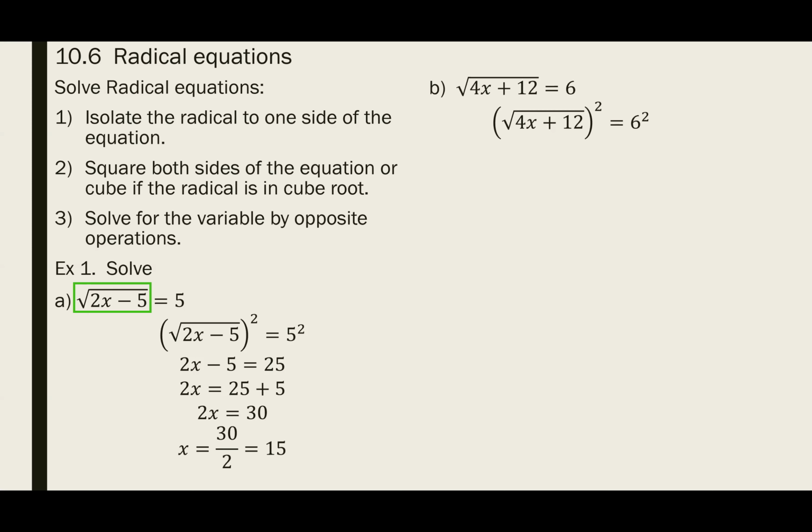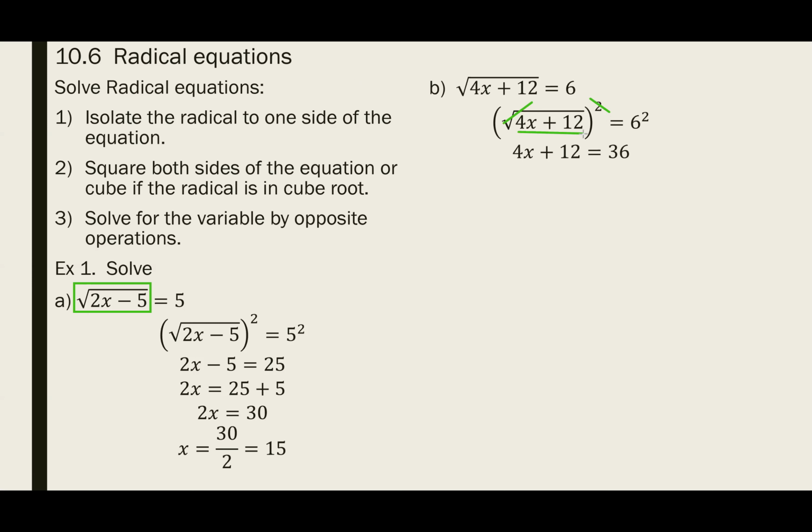And if I square on one side, I need to square on the other side. And if I square on the other side, which is 6 times 6, that gives me 36. The reason why I square on this side, ladies and gentlemen, is that the square root and the square cancel each other out. That's why I only have the 4x plus 12 naked, by itself.